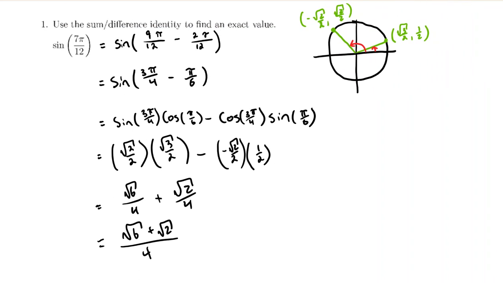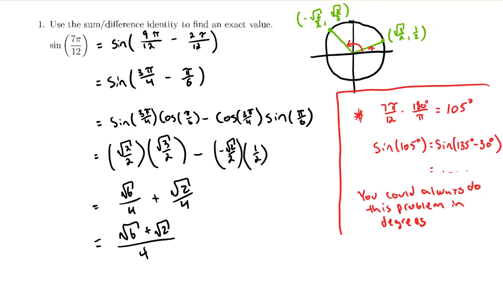Now, I stayed in radians this entire time using my trick at the beginning. Like I said, if you're not comfortable with radians, you could always rewrite this problem in terms of degrees. So like I did here, I could always rewrite the angle as 105 degrees and see it's 135 degrees minus 30 degrees is what I could use inside. And that's the same as what I had here in radians.